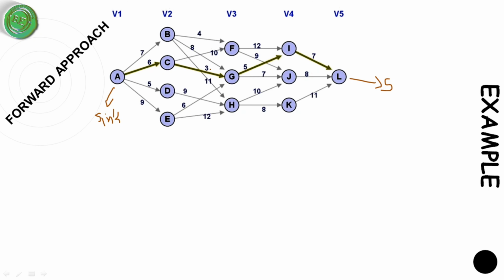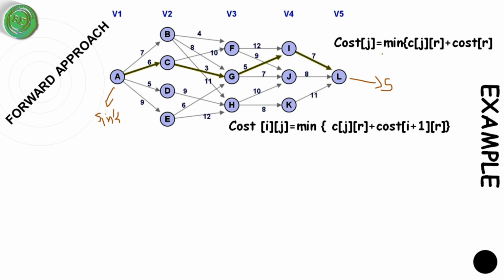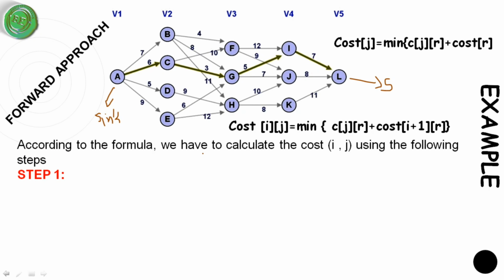and we are going to select the minimum cost for finding the shortest path from the source to the sink. For finding the shortest path, we have the formula: cost of i, j equals the minimum of c of j, r plus cost of i plus 1, r. I will explain this formula. According to this formula, we have to calculate the cost of i, j using the following steps. For finding the cost of i, j, we are using j, r and i plus 1, r. You may get the doubt, what are these j, r and i plus 1, r? Now let us discuss what j and r are.